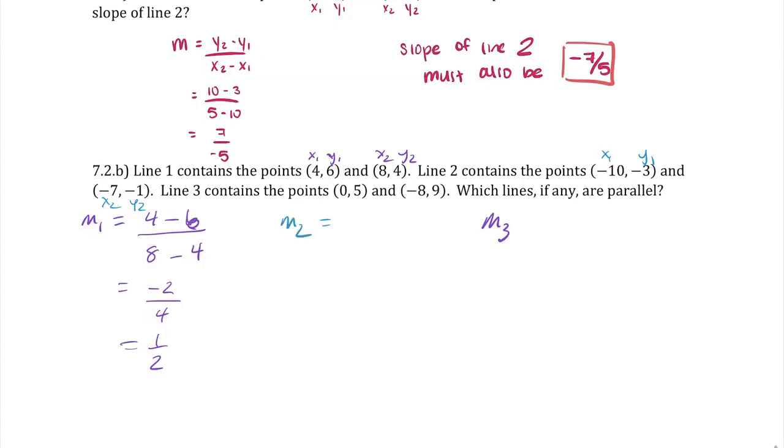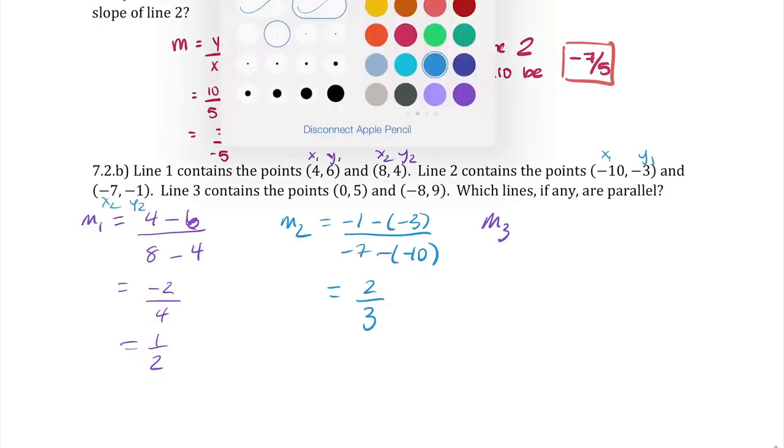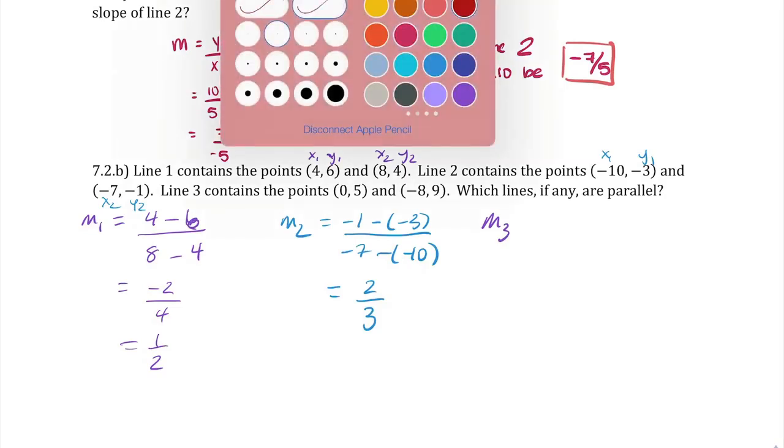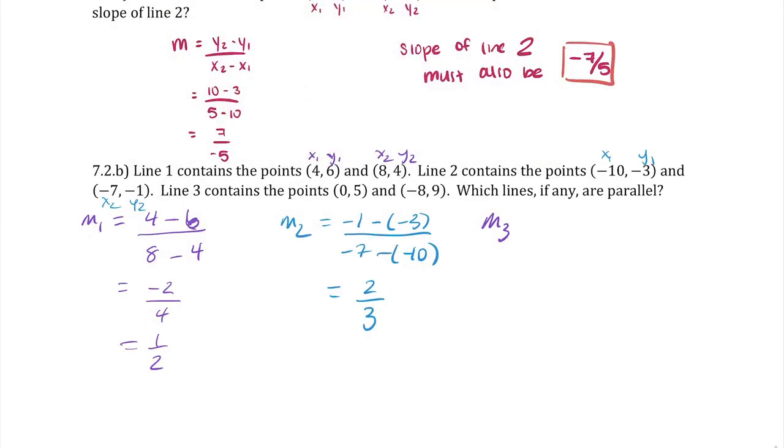Slope 2. Okay, we have negative 1 minus negative 3 over negative 7 minus negative 10, which gives us 2 over 3.